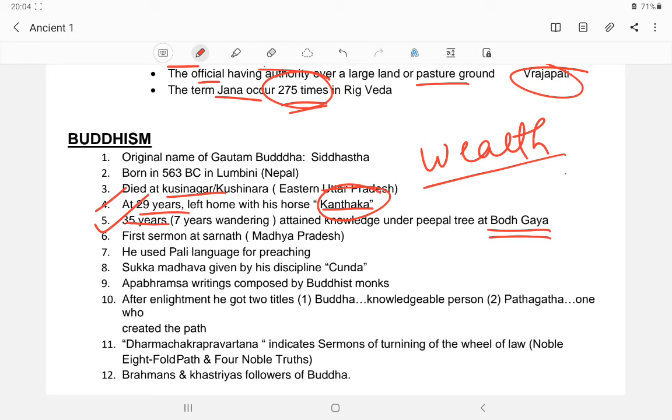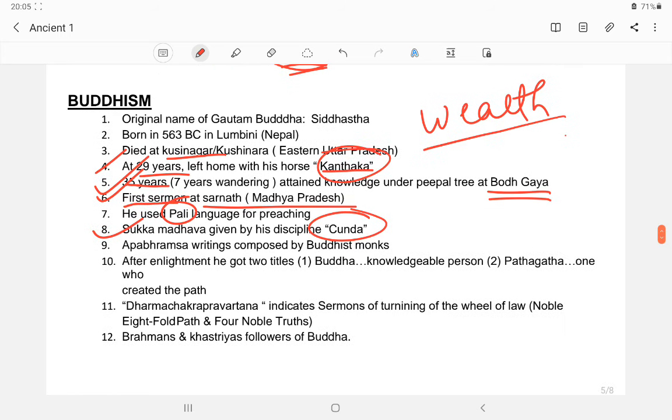He gave his first sermon at Sarnath. In what language did he give it? In Pali. Sanskrit was meant for the rich people. Pali means a language that can be understood by all. It's called Pali. Next, the name of that sermon is Dharmachakra Pravartana, the first sermon.